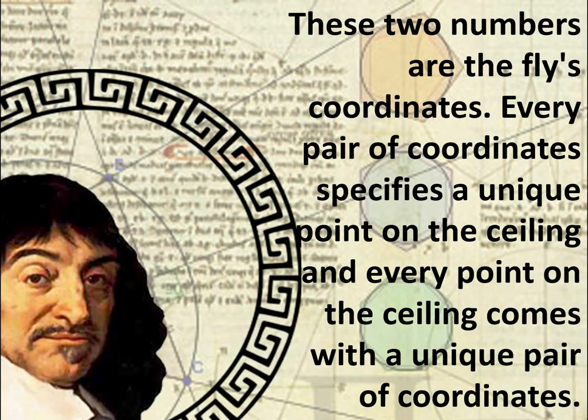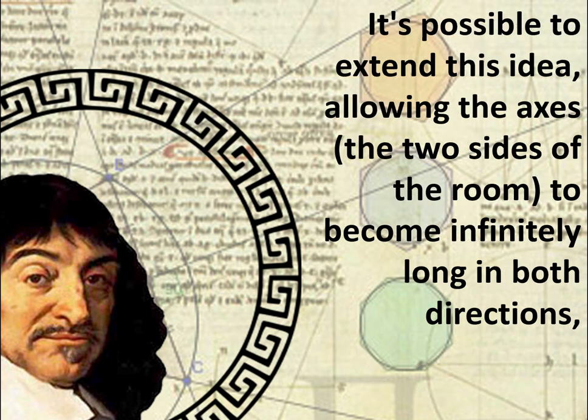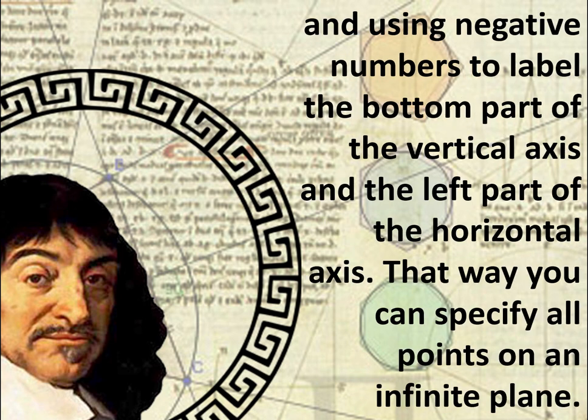Every pair of coordinates specifies a unique point on the ceiling, and every point on the ceiling comes with a unique pair of coordinates. So ibig sabihin, coordinate pala ang tawag doon. It's possible to extend this idea, allowing the axes, the two sides of the room, to become infinitely long in both directions, and using negative numbers to label the bottom part of the vertical axis and the left part of the horizontal axis. That way, we can specify all points on an infinite plane.